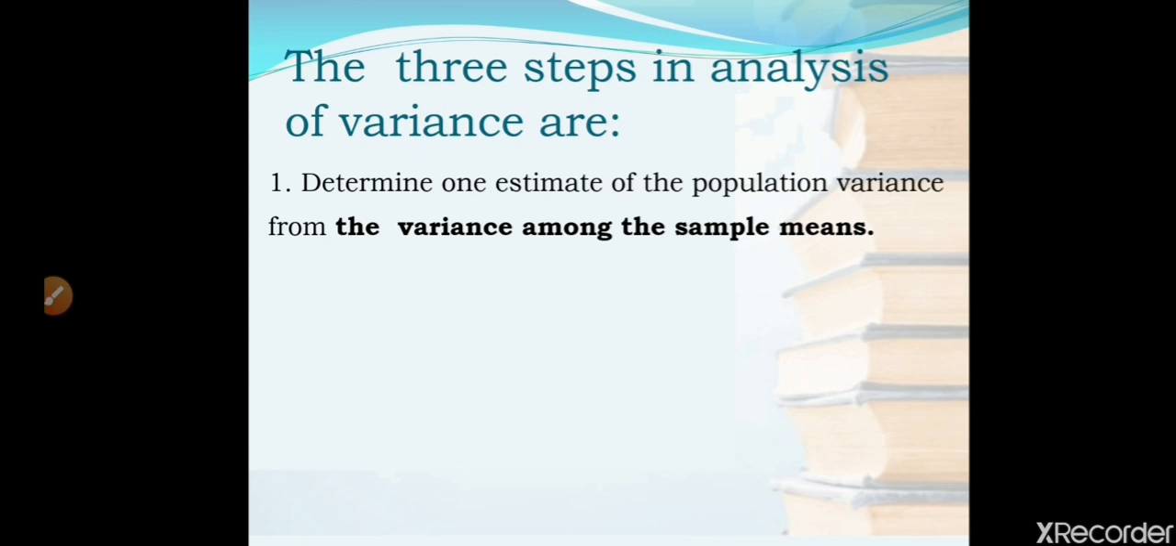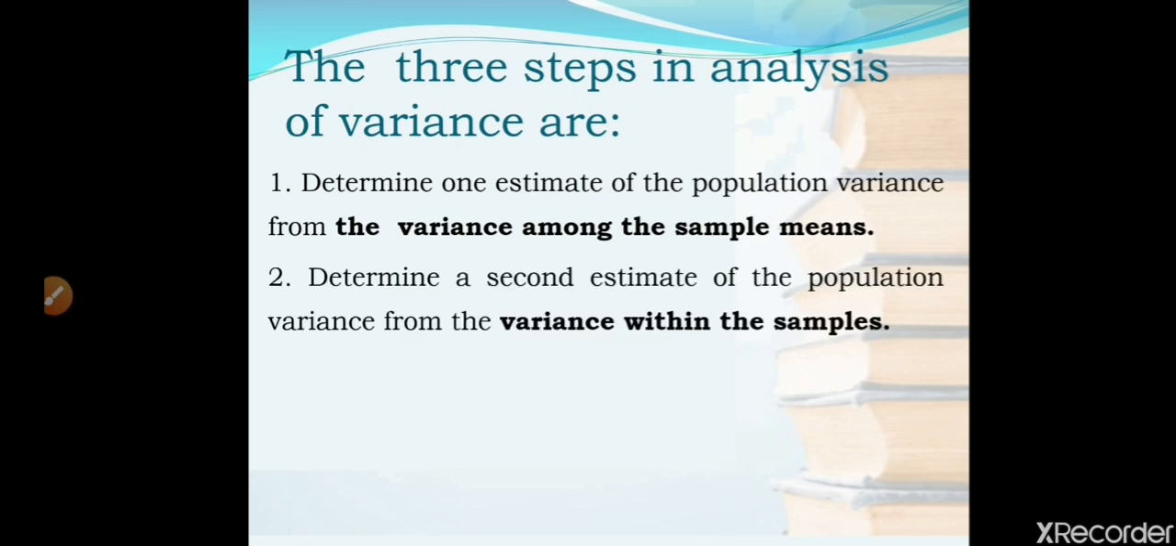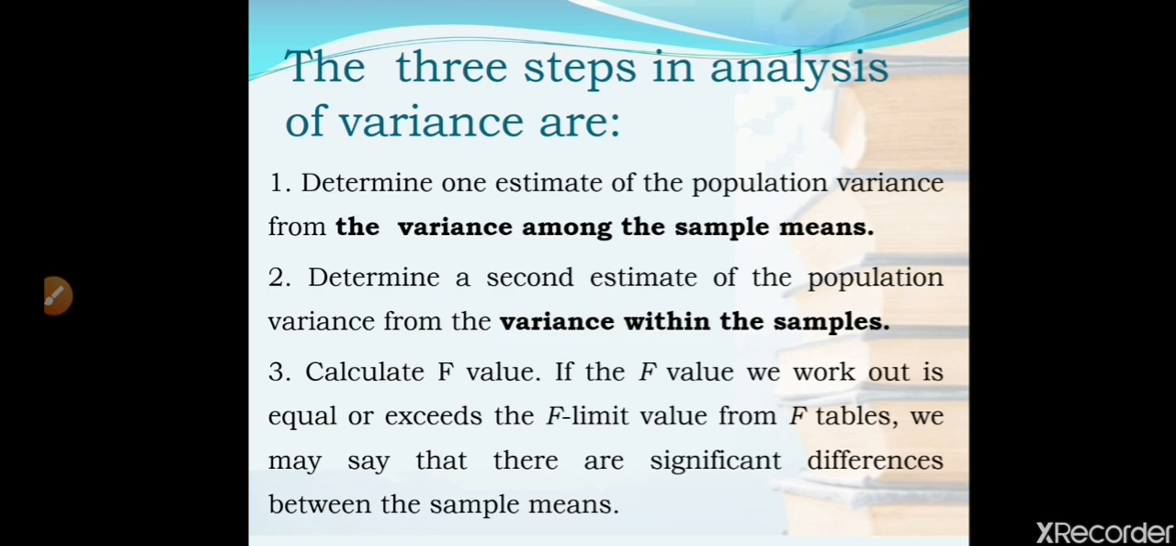So the different steps in analysis of variance are: first is we will determine one estimate of the population's variance from the variance among the sample means. Second, estimate of population variance from the variance within the samples. Third, we will calculate the F value, and if F value we work out is equal or exceeds the F limit value from tables, we may say that there are significant differences between the sample means, or if it is less, then we say that these differences are insignificant.